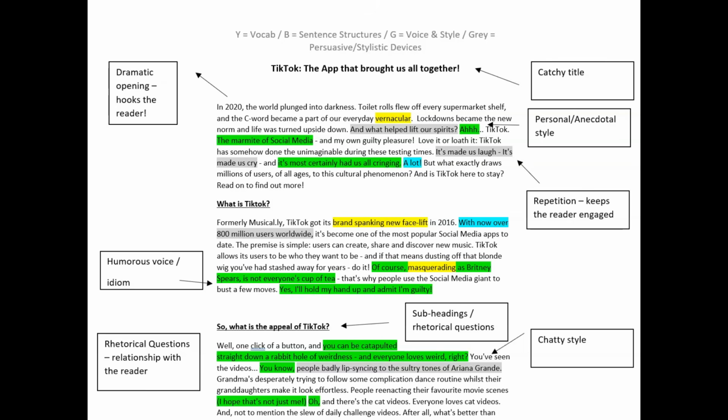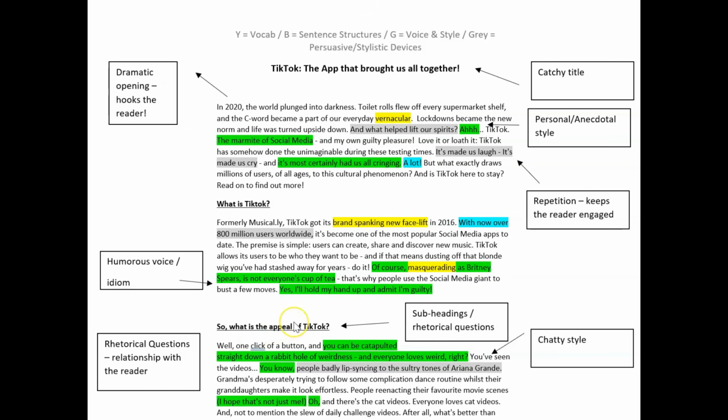In 2020, the world plunged into darkness. Much of the world is still in this sort of metaphorical darkness. So it's certainly something that we can all relate to. Of course, we've got the catchy title as well, TikTok, the app that brought us all together. And in terms of presentational features, in terms of what it looks like on paper, with an article, you certainly would be given credit for an appropriate title, a catchy title, and subheadings if that is appropriate for your article.